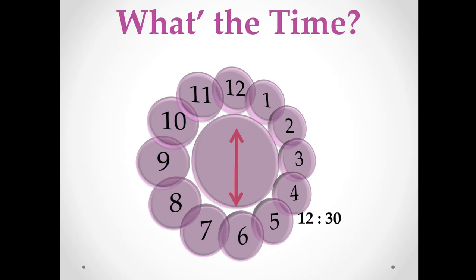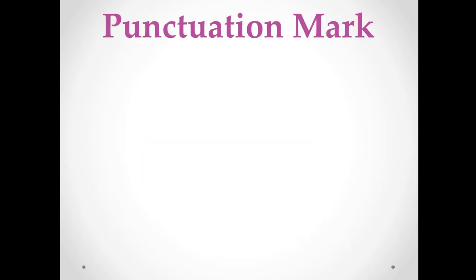Next, what's the time? That is 12:30. And how will you tell? That is 30 past 12, or you can say half past 12. In this way you can use these particular words, that is quarter and half. Now what's the time? That is 12 o'clock.